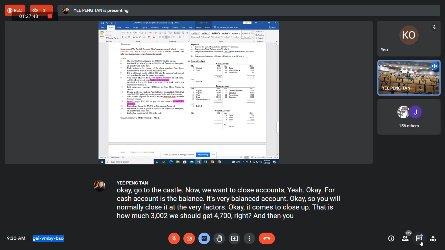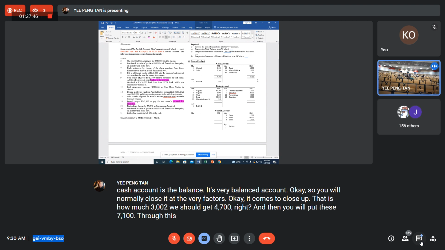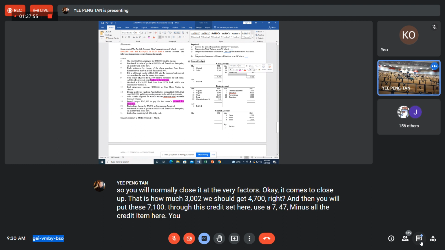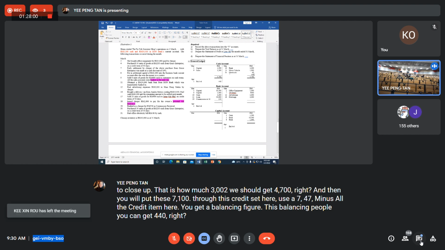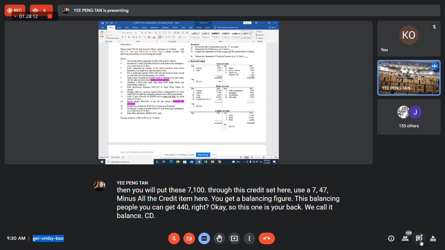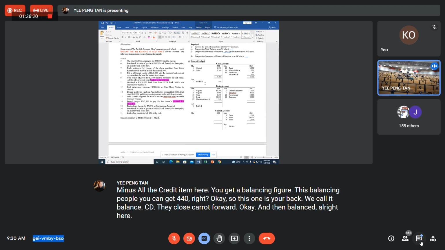And then you will put this 4,700 to this credit side here. 4,700 minus all the credit items here, you get a balancing figure. This balancing figure, you should get 440, right? So this one we call balance c/d. Close, carry it forward, okay? And then balance c/d. BAL is a short form; in full it should be balance.